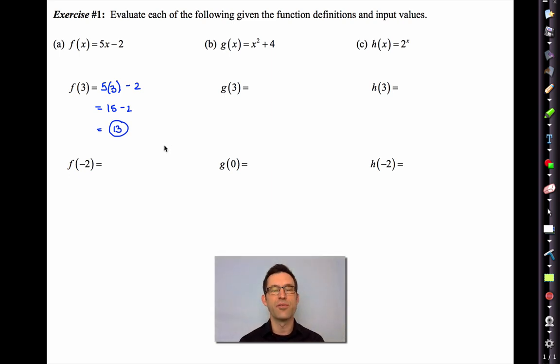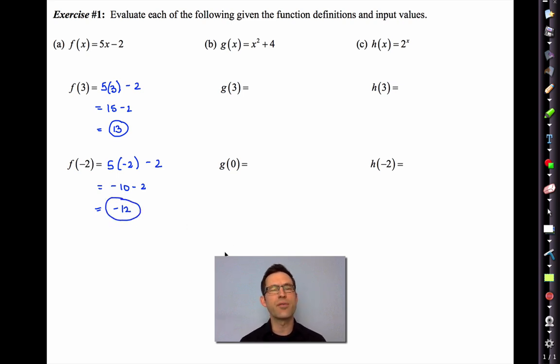Why don't you do f of negative 2? All right, let's do it quickly. So again, there's multiplication in the function itself, but all this is really doing is saying, substitute in an input of negative 2 and tell me what the output is. And in this case, the output would be negative 12.